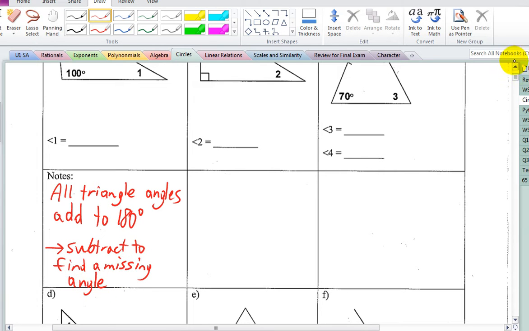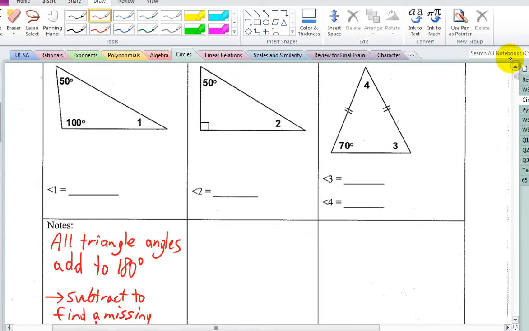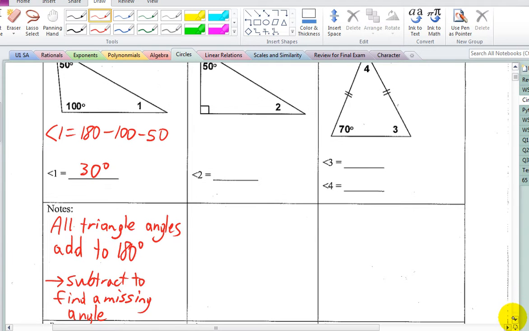So looking at number one then, you would subtract. So angle 1 equals 180, the total, minus 100, easy to do, minus 50. What does angle 1 equal? 30 degrees. So some of these are really easy and you can do them without a calculator. So, of course, we want to be sure, so do it with the calculator.